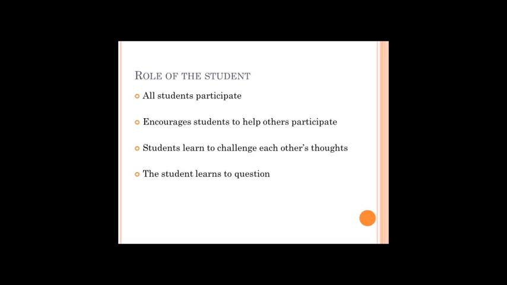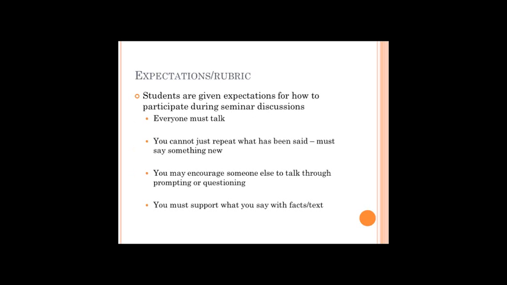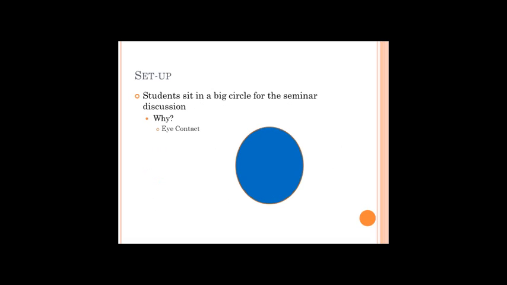And it's also teaching them how to question. I have also found through this process that my students will make connections between the text and what they're seeing in the news or in the movies or on TV that I never would have thought to bring into class, so that our classroom discussions are becoming much richer because of it. Again, students are given a rubric, and within that rubric they know that they must talk. They can't repeat what has been said. They have to come up with their own thoughts, so they can't just sit there and say, oh, I agree with you, that was right, because that's not going to be an effective seminar. That they should encourage each other and that they must support what they say with the text.